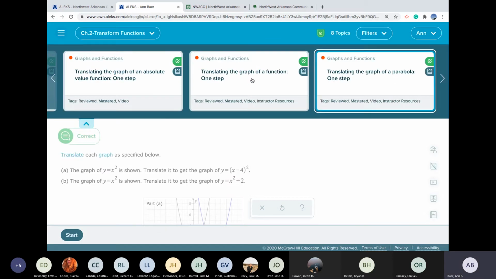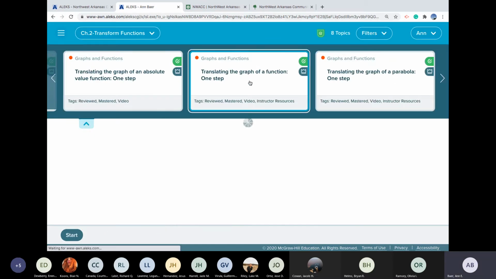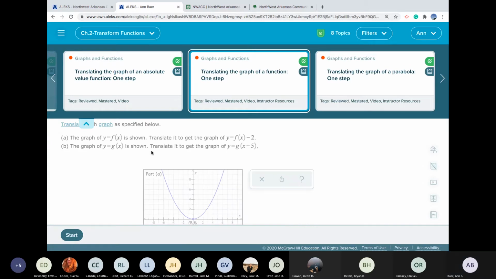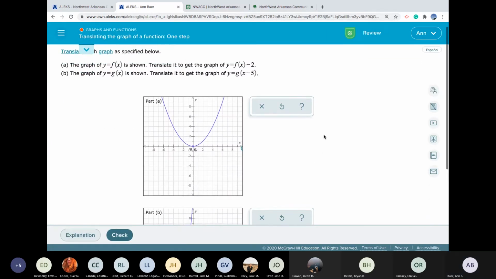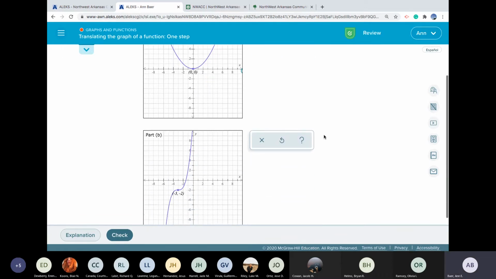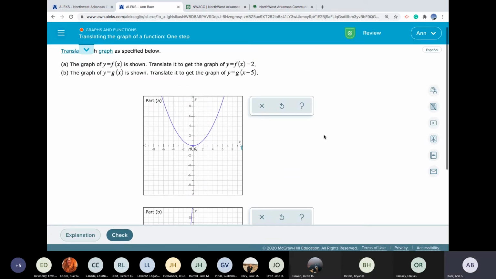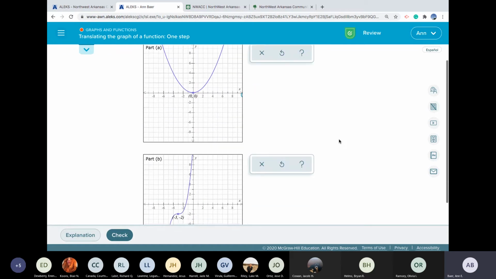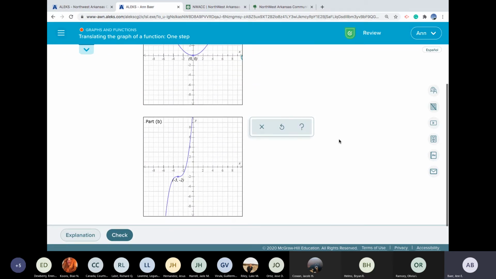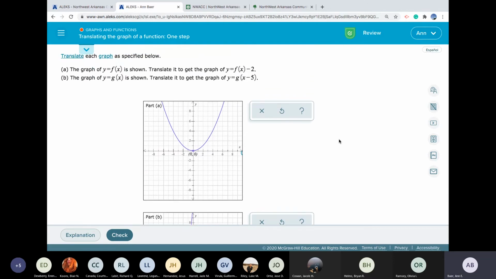So let's move along. Let's do this one. Translating the graph of a function, one step. Now they're giving us different functions here. Part A, it looks like they give us a quadratic. It's quadratic in nature, and part B is cubic in nature. So let's look at this, and what we've been presented with is just a little bit different. They're telling us in part A that the graph of y equals f of x is shown. Translate it to get the graph of y equals f of x minus 2.